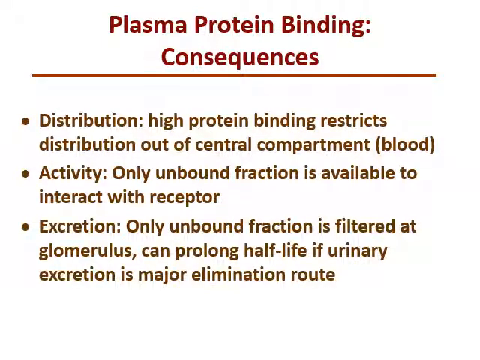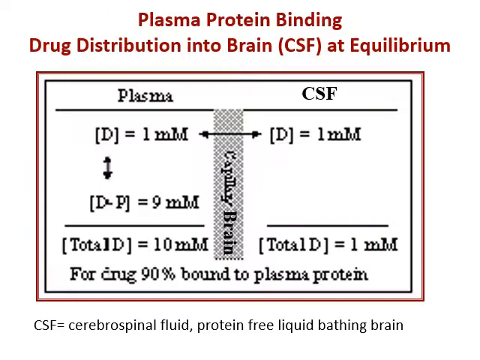And lastly, and we're going to talk about this more in depth later, the excretion is somewhat restricted by high protein binding. Compounds that are highly protein bound are not filtered at the glomerulus, just like albumin is not filtered at the glomerulus. So drugs that are bound to proteins tend to have a prolonged half-life, and that's again only for drugs that are highly protein bound and that are excreted in the urine.